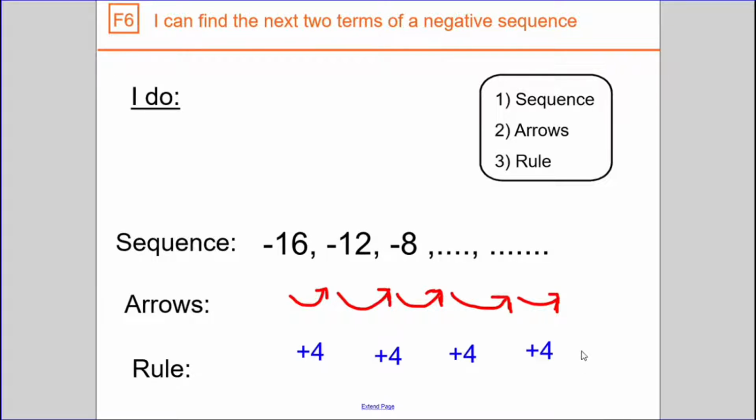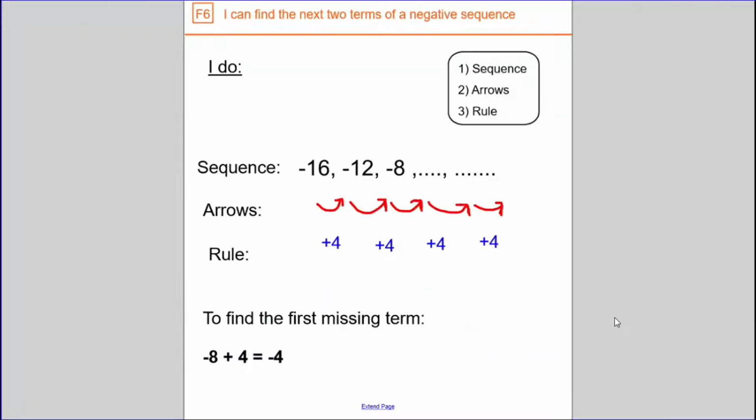So our rule here is we're adding 4 each time and we're not subtracting 4. Be really careful. As you can see, we are getting closer to 0 and not further away from 0. So to find our first missing term, we need to use our previous term, which was -8, and then we need to add 4, which would give us -4.